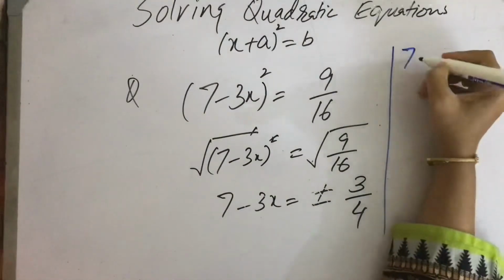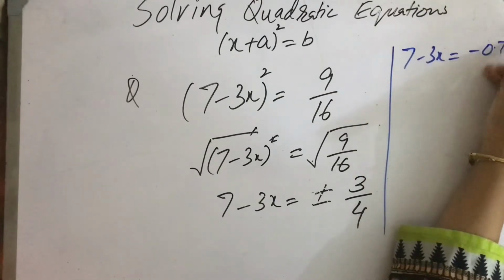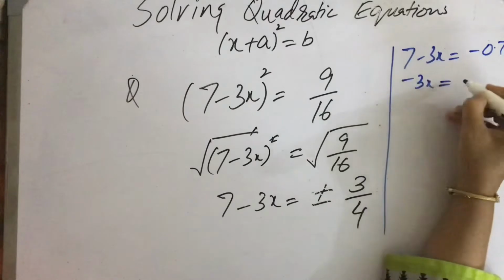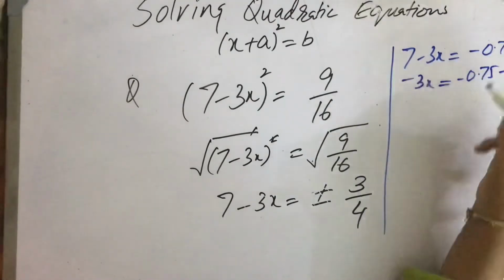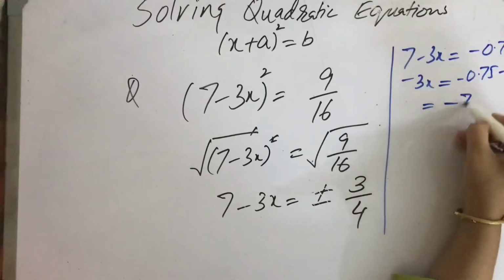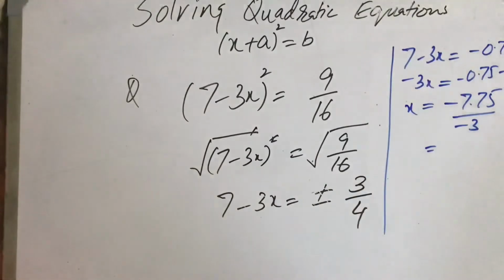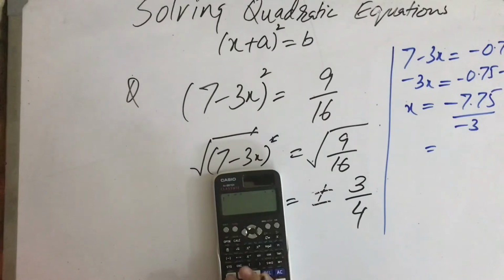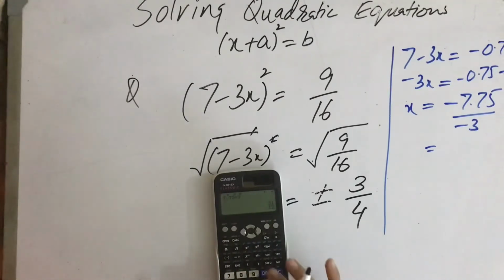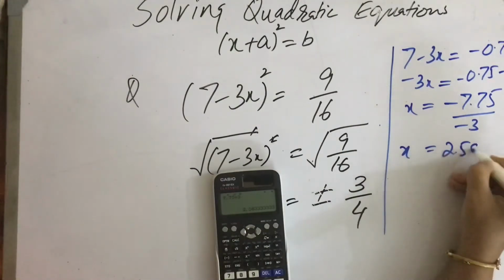Okay, we find the second answer with minus 0.75. I take this 7 to the other side. It will be added as both are negative. It will be minus 7.75 divided by minus 3. Minus sign will cancel the negative sign, and we have 7.75 divided by 3, and the answer is 2.58. x will be 2.58, the other value of x.